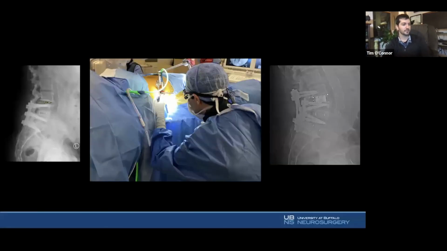And so this technique allows significant restoration of segmental lordosis in a single position approach to correct adjacent segment disease and flatback deformity. And this is a common problem that we face, and this is one option to increase segmental lordosis with a relatively MIS approach.